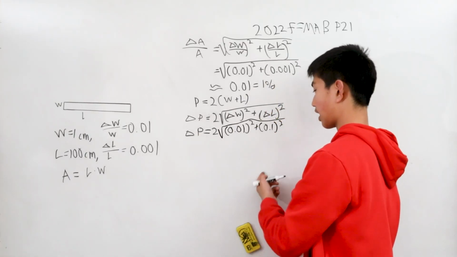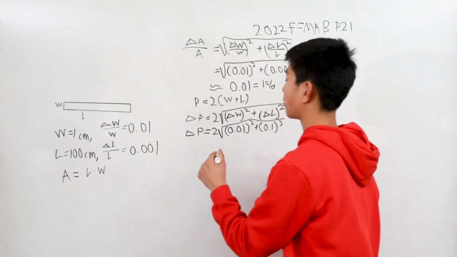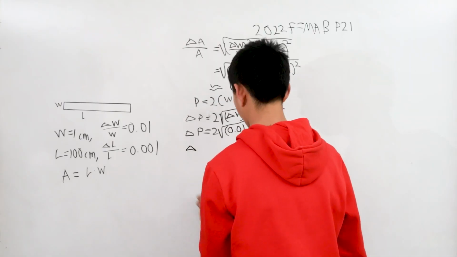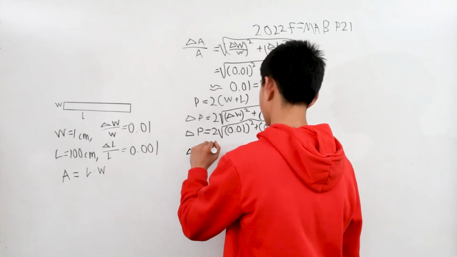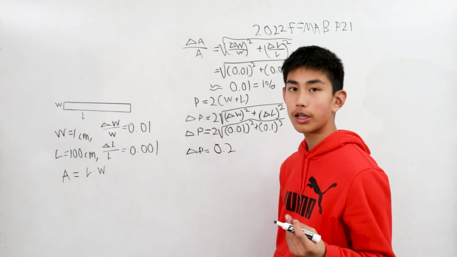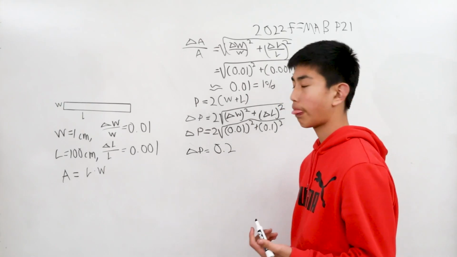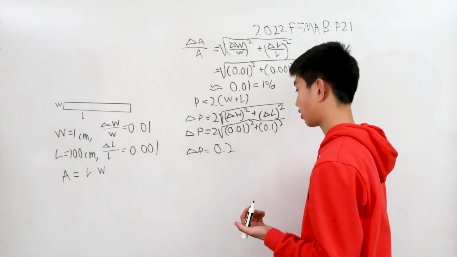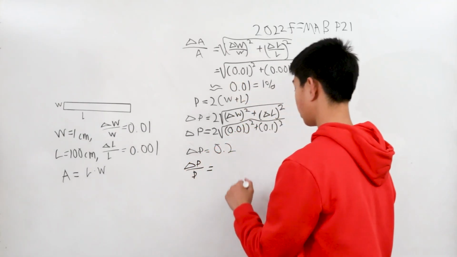So inside the square root is about 0.1 centimeters. When you multiply 0.1 centimeters by 2, you get 0.2 centimeters. So delta P is roughly 0.2 centimeters. You have to divide by the real value to find the uncertainty of the measurements, so delta P over P is equal to, well, we just solved for this.